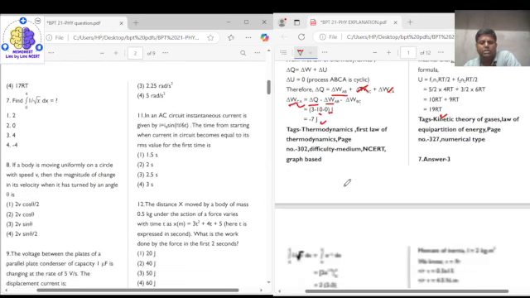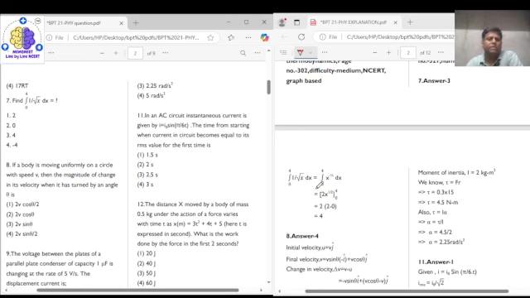Now coming to question number 7. Question number 7 says find the integral of 1 upon root x from 0 to 4. So integrating this, we will use the formula integral of x raised to the power n dx is equal to x raised to the power n plus 1 upon n plus 1. So here the power on x is minus 1 by 2.